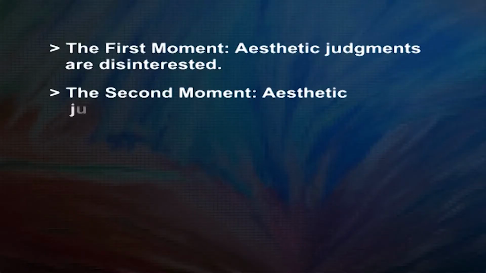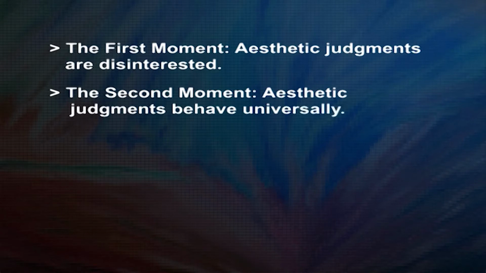However, his claim of disinterestedness has been questioned by later thinkers. For example, according to Nietzsche and Freud, all art must always be understood as related to will, and for Marxists, art as a cultural production is related to the political and economic condition of society. The second moment: aesthetic judgments behave universally. It expects the agreement of others.